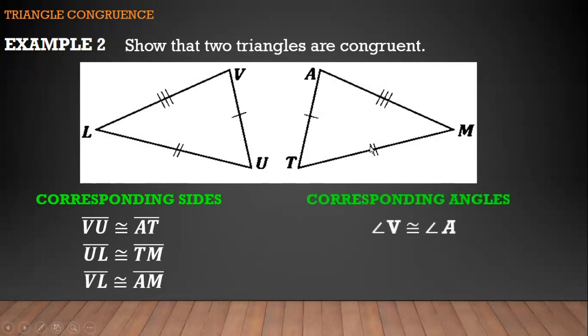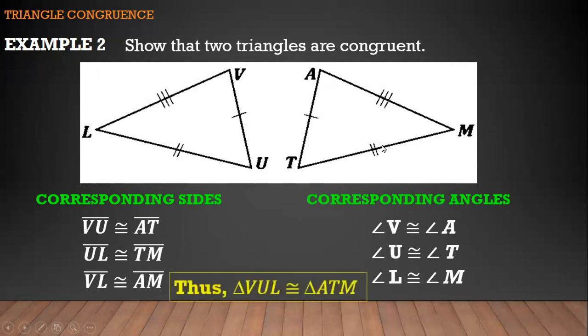Corresponding angles, we have angle V is congruent to angle A. Angle U is congruent to angle T, and angle L is congruent to angle M. So therefore, triangle VUL is congruent to triangle ATM.